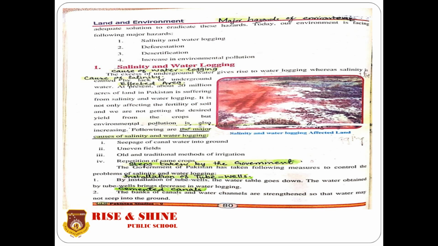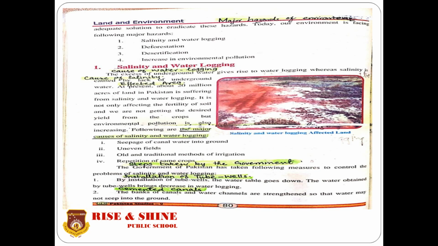Now write here the heading, major hazards of the environment. Today our environment is facing the following major hazards. Number 1, salinity and waterlogging. Number 2 and 3, deforestation, desertification. Number 4, the increase in the environmental pollution. First topic is salinity and waterlogging.